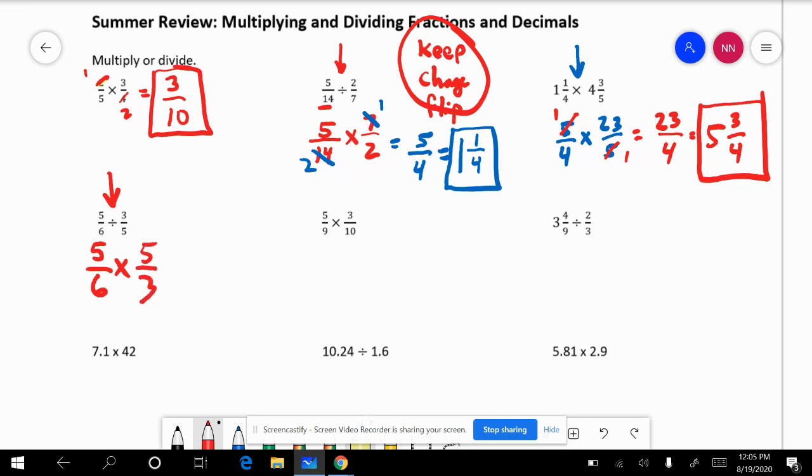5 and 3, 5 and 6. There is nothing that we could cancel. So we multiply across: 25 over 18. Once again, I'm going to change it into a mixed number. So 18 goes into 25 one time with a remainder of 7.